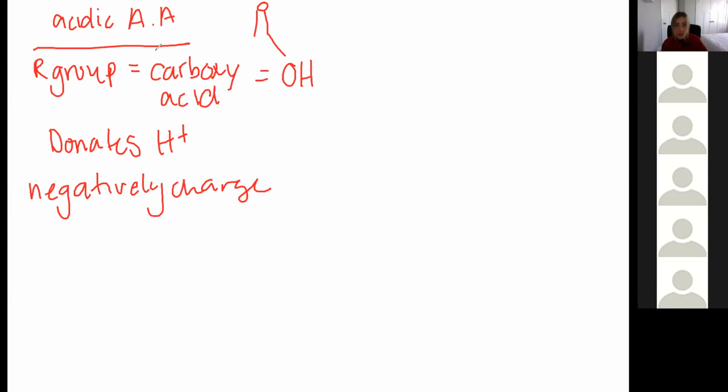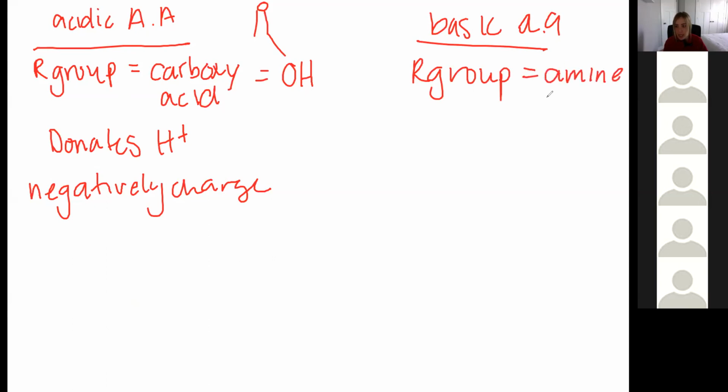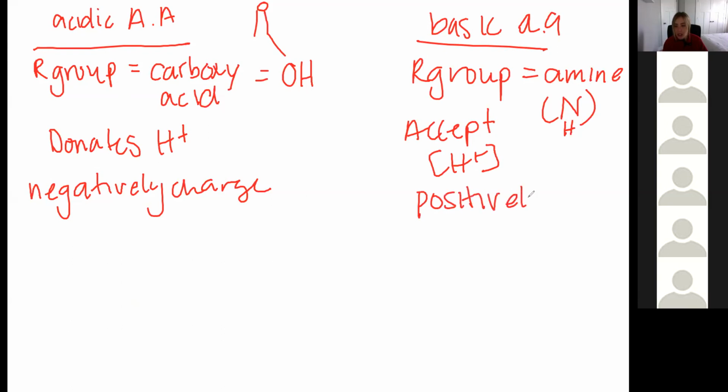As far as basic amino acids go, the R group equals the amine. I'm writing in red; just look for the N or NH. That's the amine component. It will accept H plus, and it is usually positively charged.